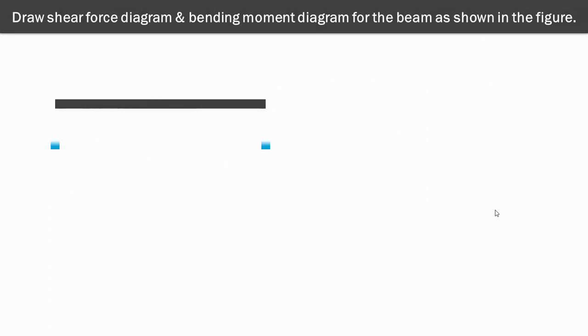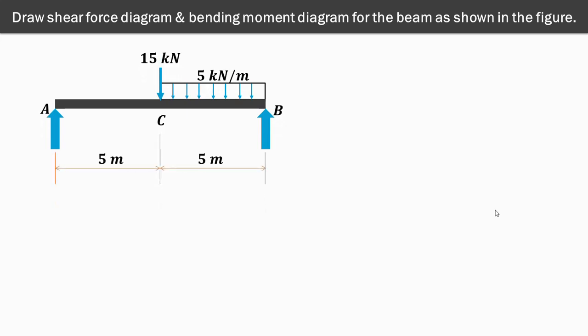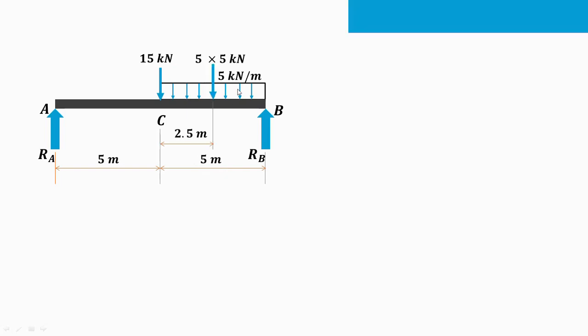Now the arrangement of the beam is as shown over here. So we are having a simply supported beam of total span length of 10 meter, so 5 meter plus 5 meter, so this is known as the span length. Now it is having a point load of 15 kilonewton acting at a distance of 5 meter from left hand support, that is A, and for the remaining length, that is from C to B, for 5 meter length, the uniformly distributed load of 5 kilonewton per meter is acting.